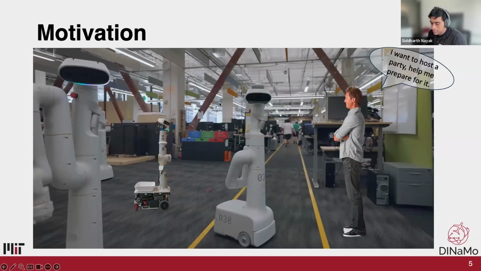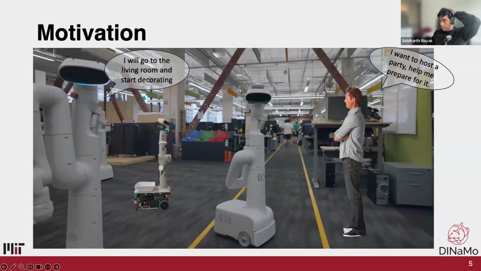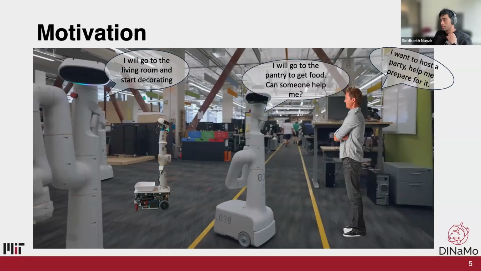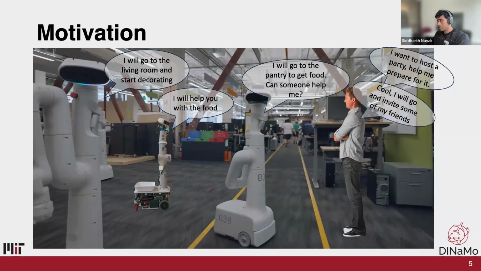Based on this instruction, these multiple robots come up with different suggestions. One of the robots says, hey, I will go to the living room and start decorating it. The other one says that I will go to the pantry and get some food, and it asks another agent for some help. The third agent says, okay, I will help you with the food. Now, based on this interaction, the human would say, cool, I will go and invite some of my friends, which means that based on these interactions, the human is able to create its own plan of actions.